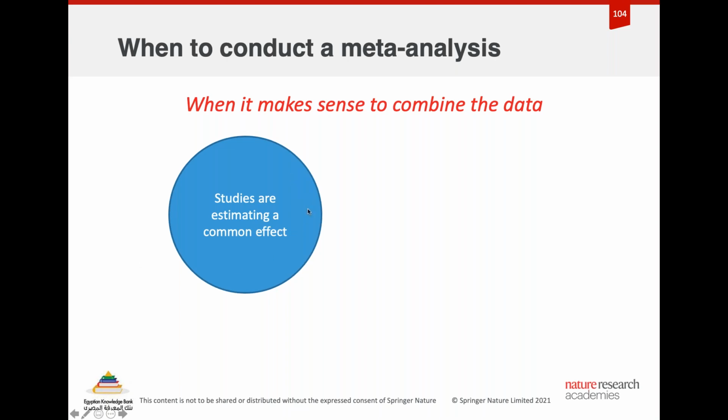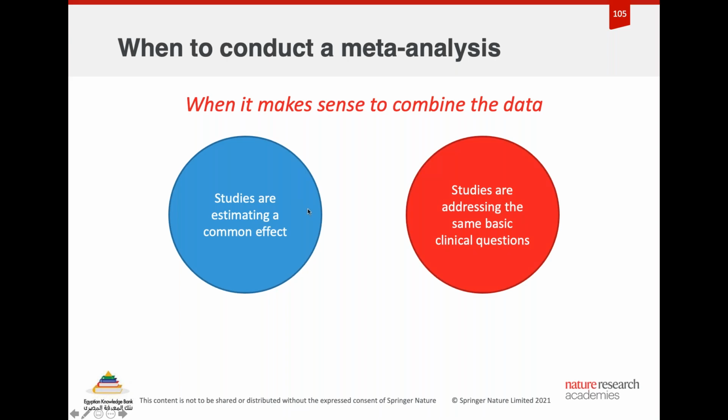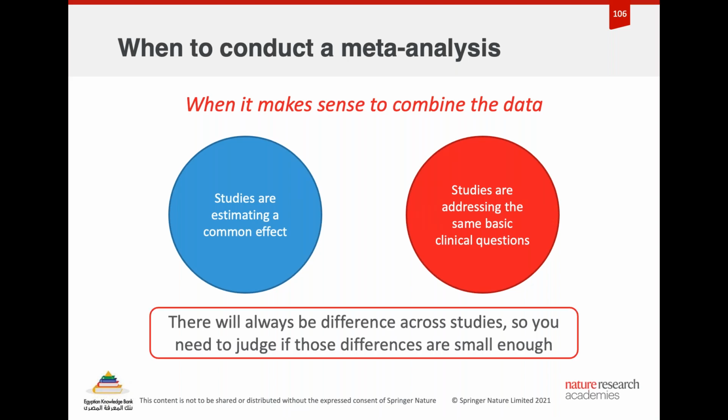So if you see that the studies are all evaluating a common effect, and they're all addressing the very same basic clinical questions, in other words, apples and apples, then yes, it may make sense to pool the information together and do a meta-analysis. Keep in mind, however, not every study is going to be the same. There are going to be differences because they're done by different people, in different populations, at different times. So don't think that it's going to be no difference or difference. There are always differences. But this is where the subjective evaluation comes in.